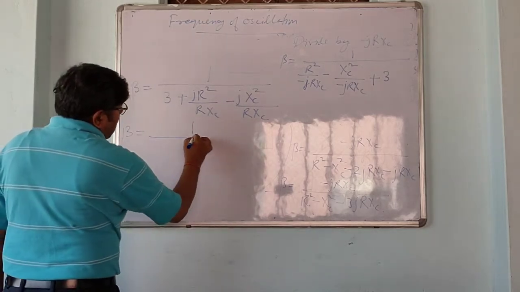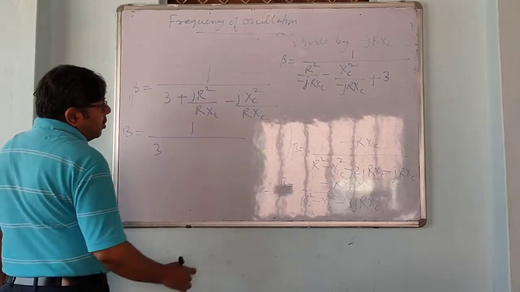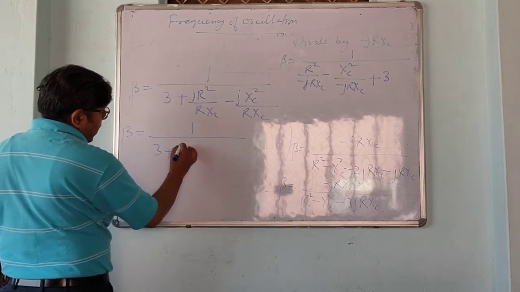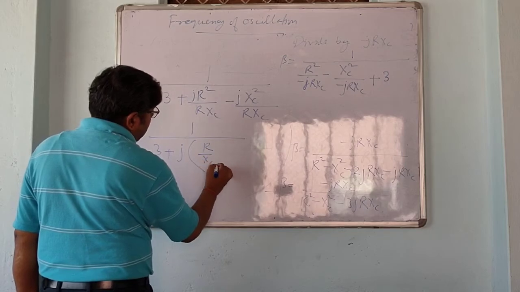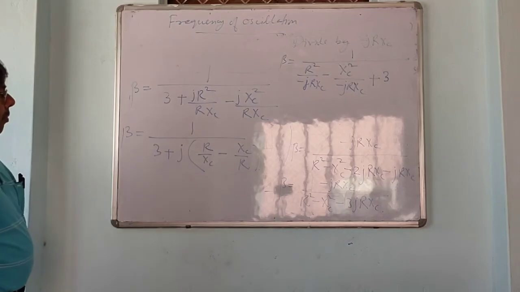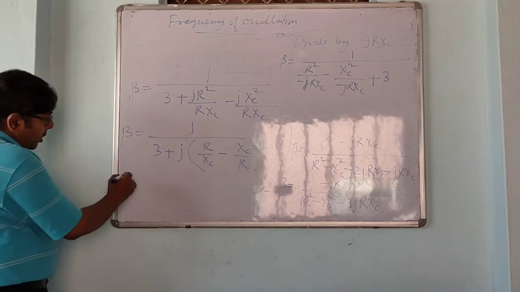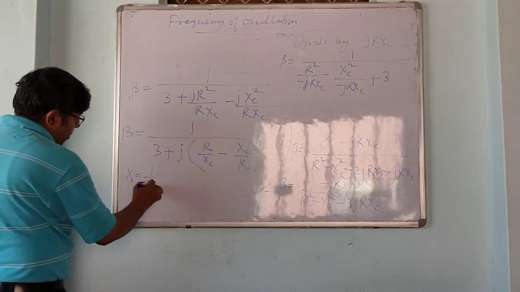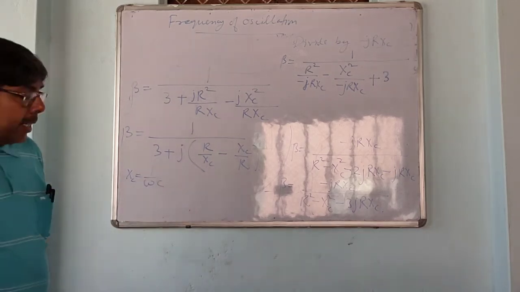Again you can write 1 upon 3. Here 1 R is cancelled out, 1 XC is cancelled out. You can write plus 3. You can take j common. This is R upon XC. This is minus XC upon R. So again, what is value of this? See, this is the 1 upon omega C. This is for capacitance. So you can write here.